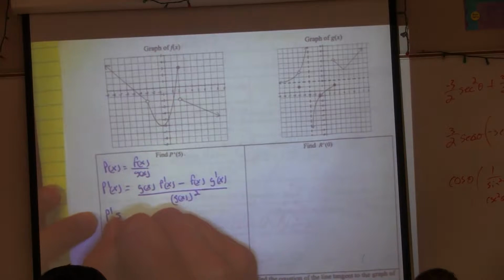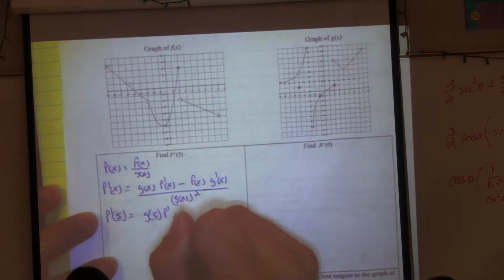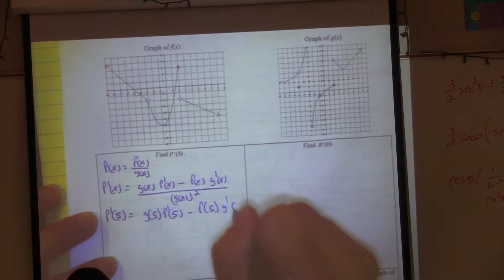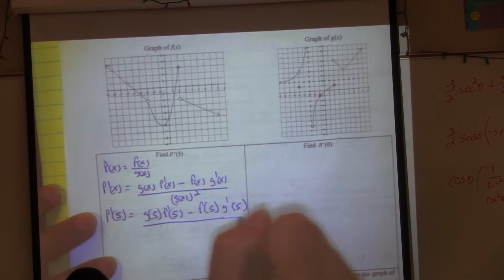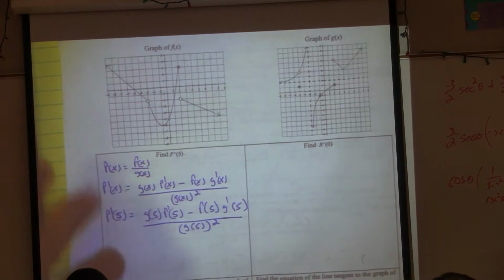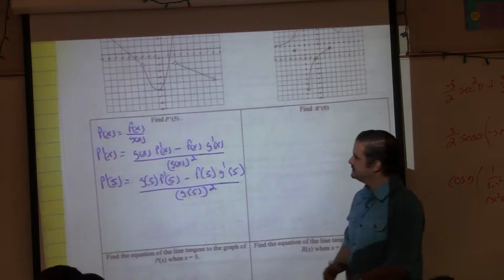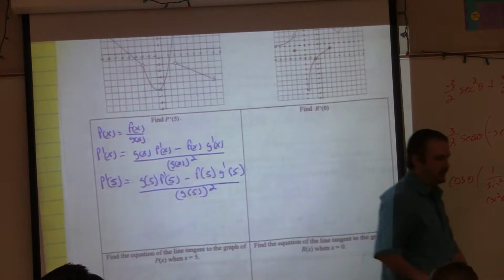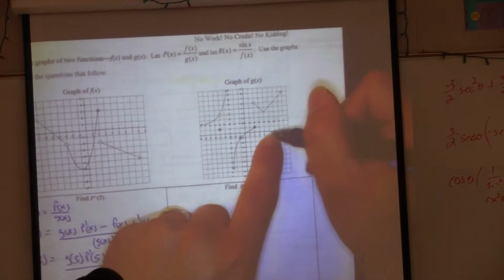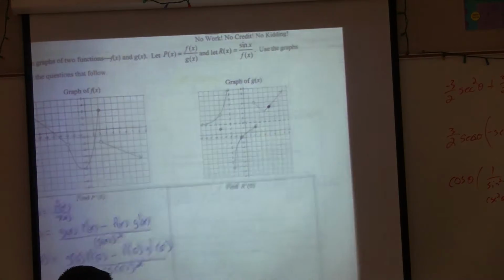Okay, I like to write it out so I don't mess up. So g of 5 times f prime at 5 minus f of 5 times g prime of 5. All over g of 5 squared. Now we need to figure out what all those numbers are. How am I going to figure out what g of 5 is? Look at the graph, right? So I go to the g graph, and I go to 5 on the x, and I figure out where I'm at, which is where? At 5. So g of 5 is 5.